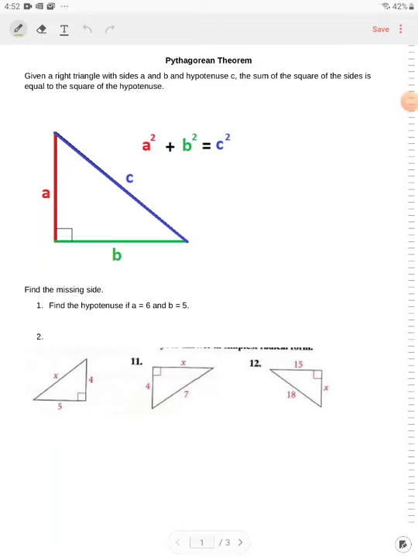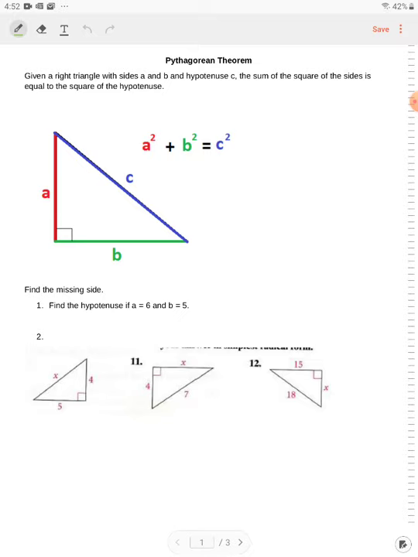Hello, this video is about the Pythagorean Theorem. For the Pythagorean Theorem, you must have a right triangle. Sides are a, b, hypotenuse is c, and a squared plus b squared is equal to c squared.